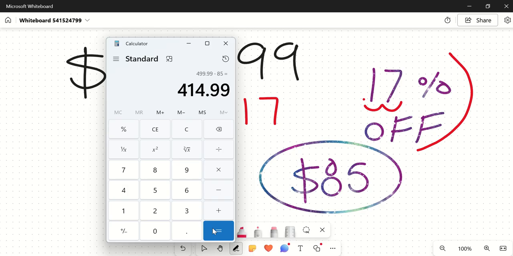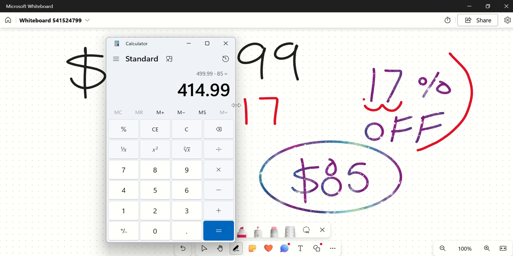Now, hang on. Raul's already jumping to round. Did the question say round to the nearest dollar? Did I say that when I gave directions? No. If the question did say that, then yeah, you'd be right. It'd be about $415. But it didn't say to round up. Nowhere did it say round to the nearest dollar. So my answer is $414.99.